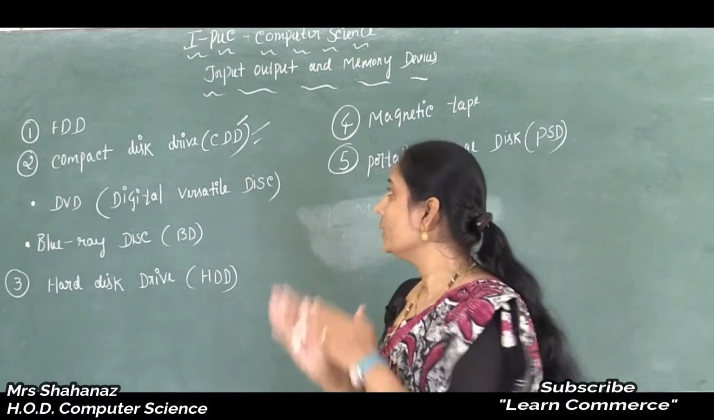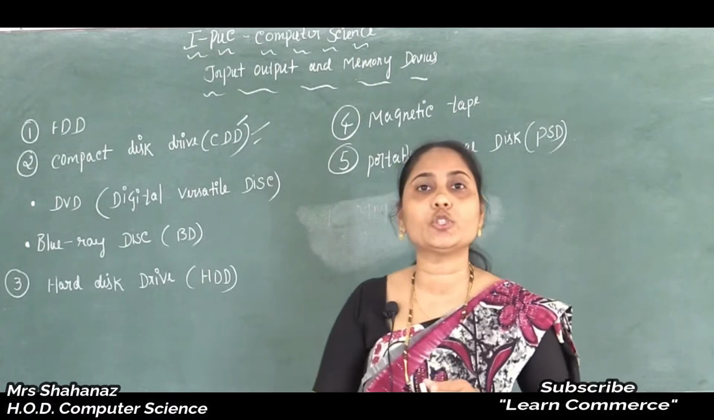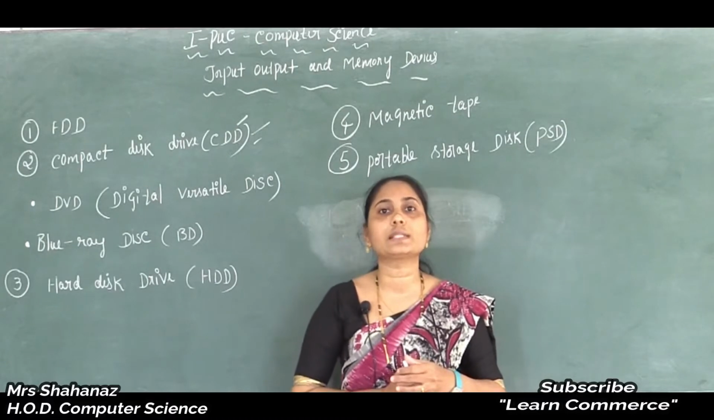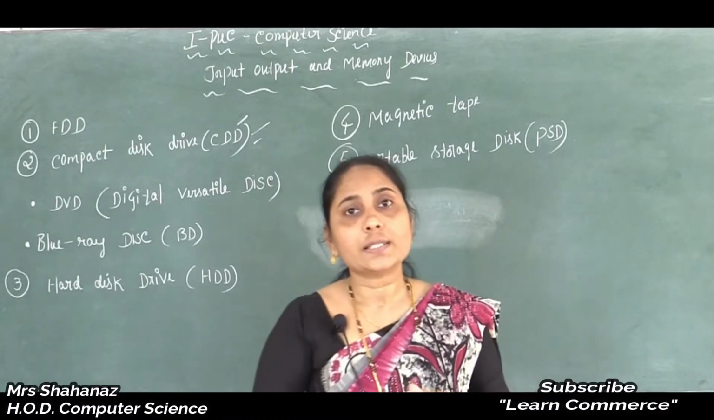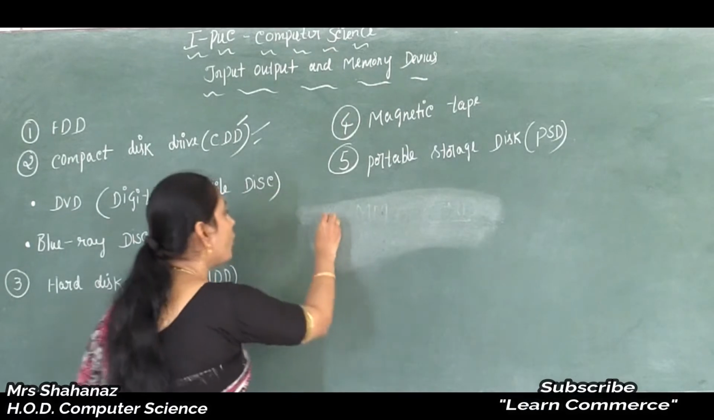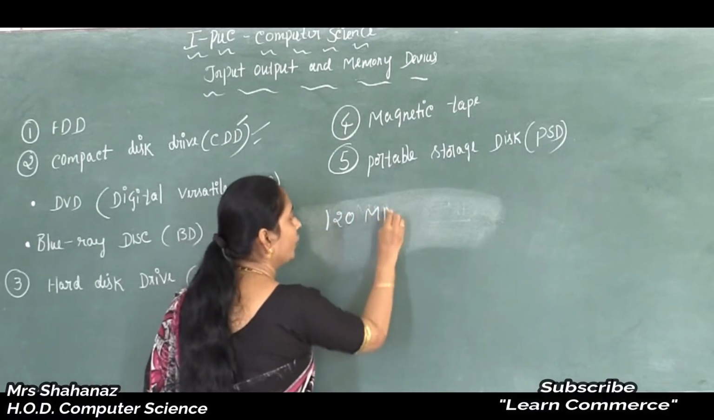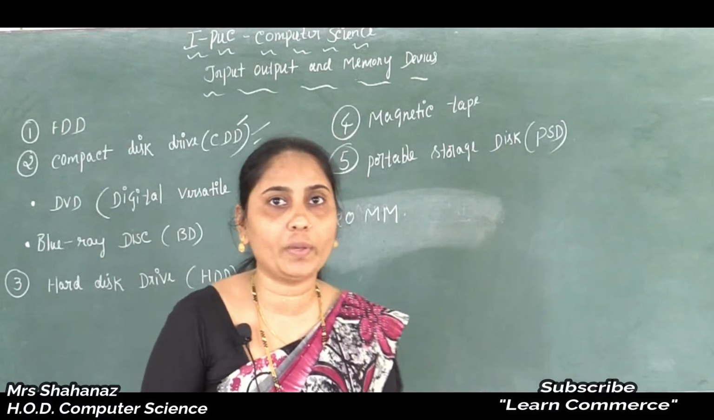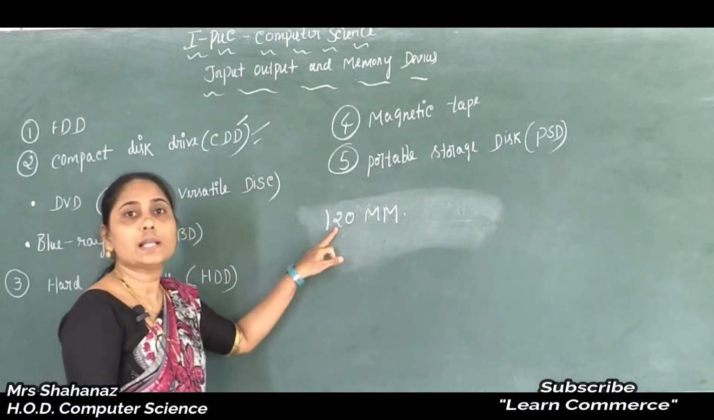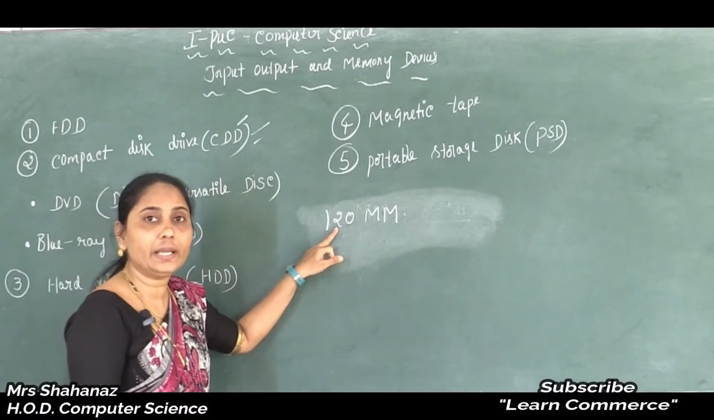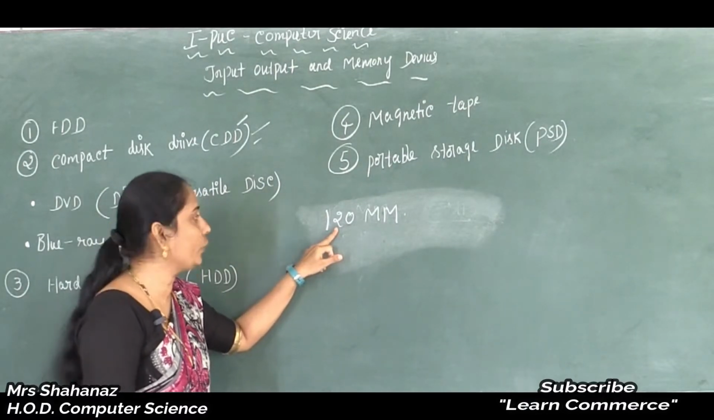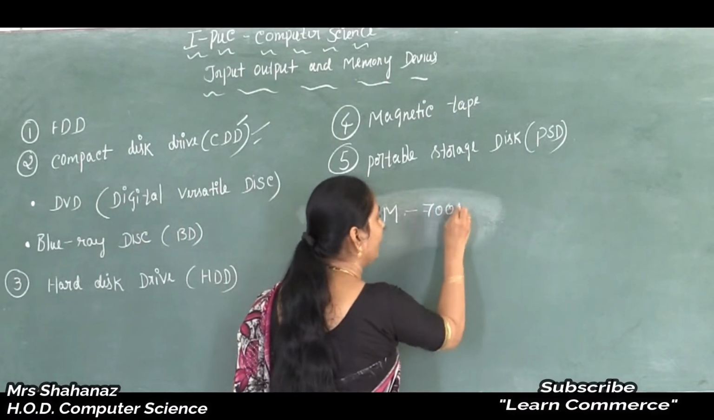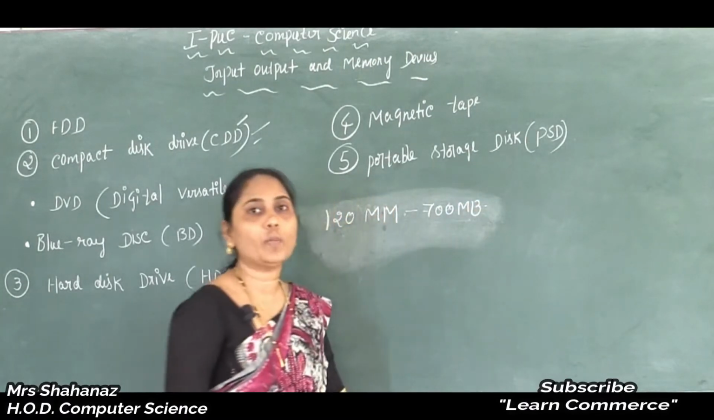Now in the next concept I am going to tell you how much information we can store by using our CDD. A standard CD has a diameter of 120 mm. That is the size of the CD. A standard CD with a diameter of 120 mm can store around 700 MB of information. Clear this point here?